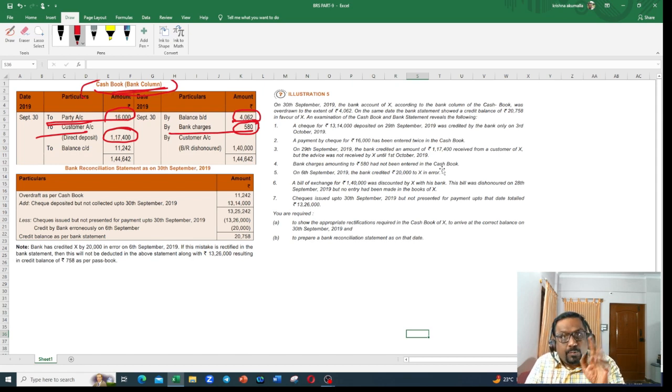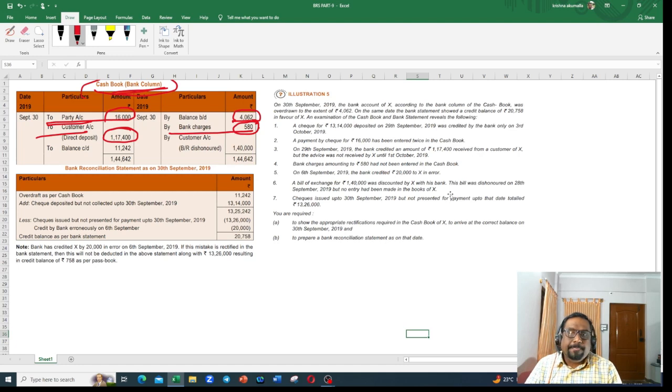In the adjusted cash book, but reconciliation we will do. In the adjusted cash book, we don't require to adjust because it is not an omission, it is not an error. Next, a bill of exchange of 1,40,000 was discounted by X with his bank. This bill was dishonored on 28th September 2019, but no entry had been made in the books of X.